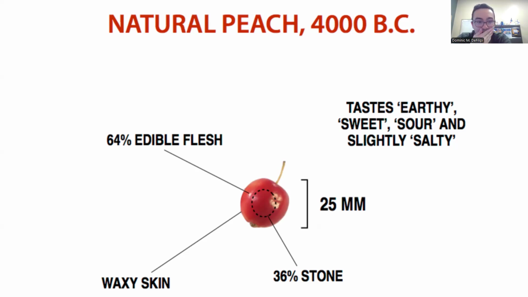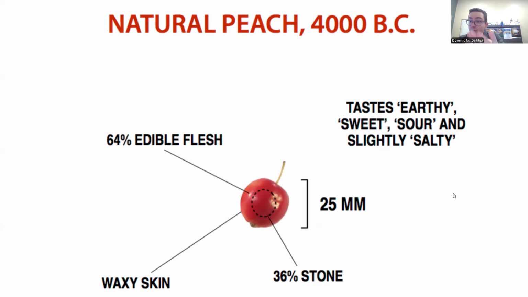About 64% of it is edible flesh, and it has waxy skin. It's not like the peach with the peach fuzz that we're used to today. And it's about 36% stone, so inedible stone that you're not going to be able to do anything with. And it's tiny, it's 25 millimeters. Cut to, after millennia of selective breeding.